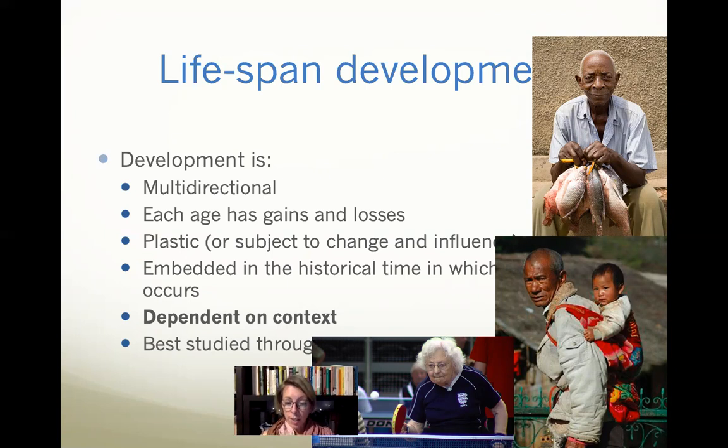Also dependent on context, these folks are all roughly the same age, and they're from pictures from the internet, and in different parts of the world. So considering what it is that late 60s looks like, excuse me, in different parts of the world.